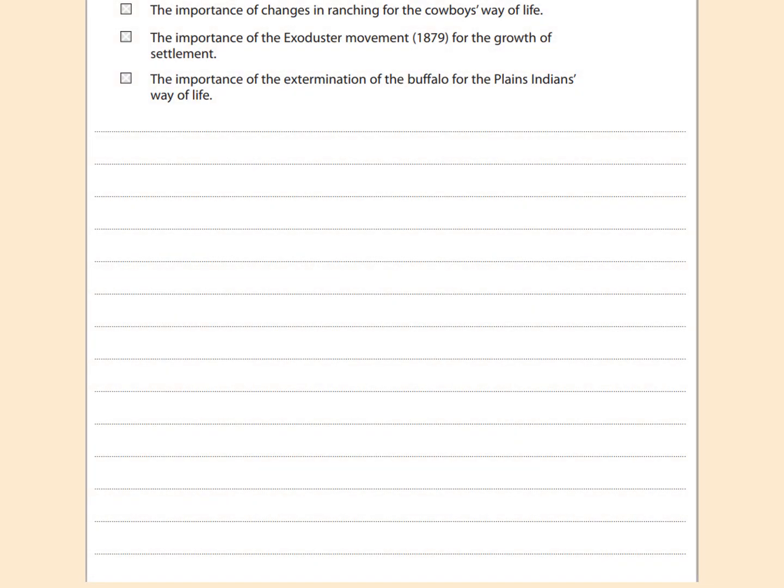First things first, you'll notice at the top of the answer page, it's got the 3 questions. Make sure that you put a clear mark on the one that you're going to attempt. My practice answer is going to be on the importance of changes in ranching for the cowboy's way of life. Although the techniques that I'm going to demonstrate here would be useful on any of the other questions too, just with different knowledge. And that's also true for the other topics in this exam paper.